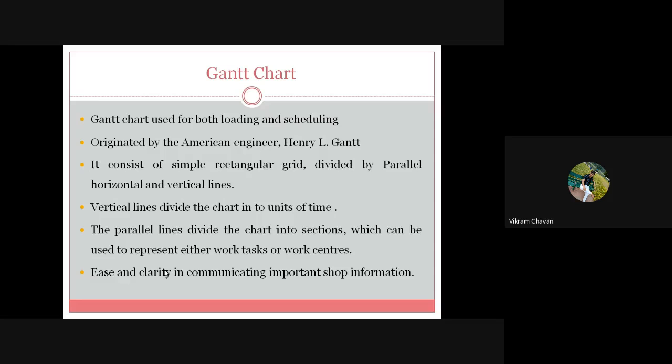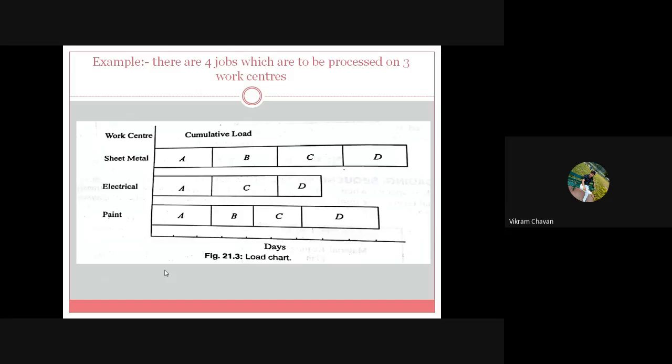Okay, so this particular Gantt chart offers the advantage of ease and clarity in communicating the important information of a shop floor. Okay, and on the basis of that, it will be easy to understand the capacity, and it will be easy to understand the load of that particular workstation. Okay, so here is the example related to this particular Gantt chart.